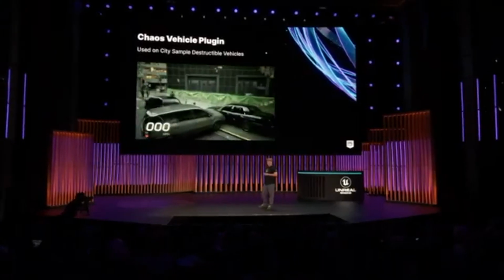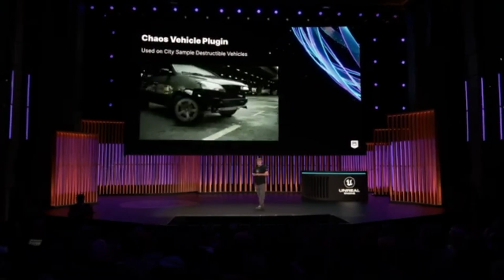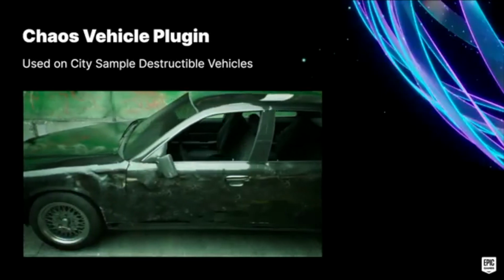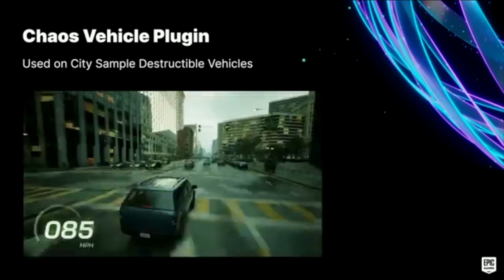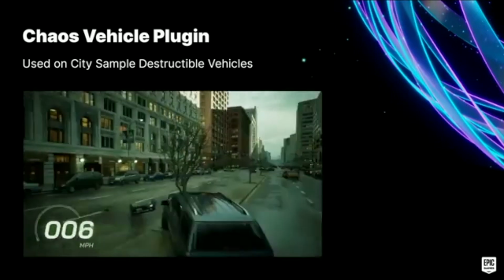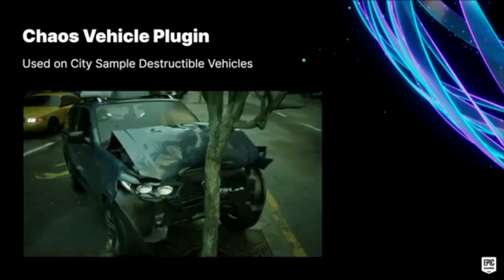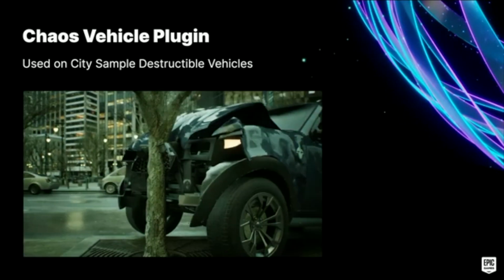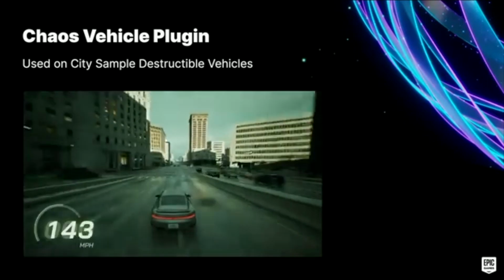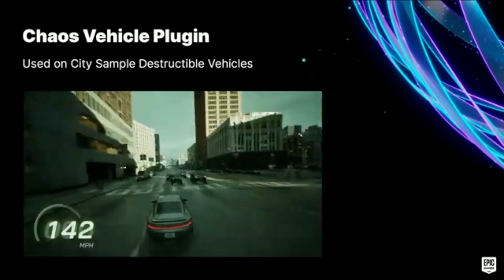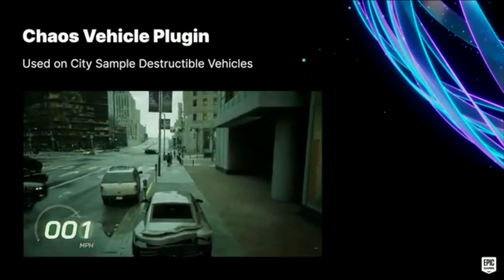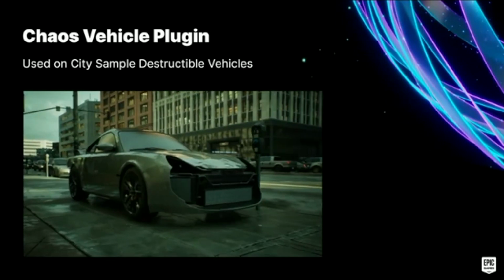First up is our vehicle system. The Chaos Vehicle plugin was utilized during the city sample demo for the destructible vehicles system and has been available within the engine since release 5.0. This version of our vehicle system allows for skeletal mesh-based vehicle setups, where we perform scene queries from wheel positions to emulate the suspension characteristics of a vehicle. We also provide a torque model to help recreate a typical transmission-based drivetrain.